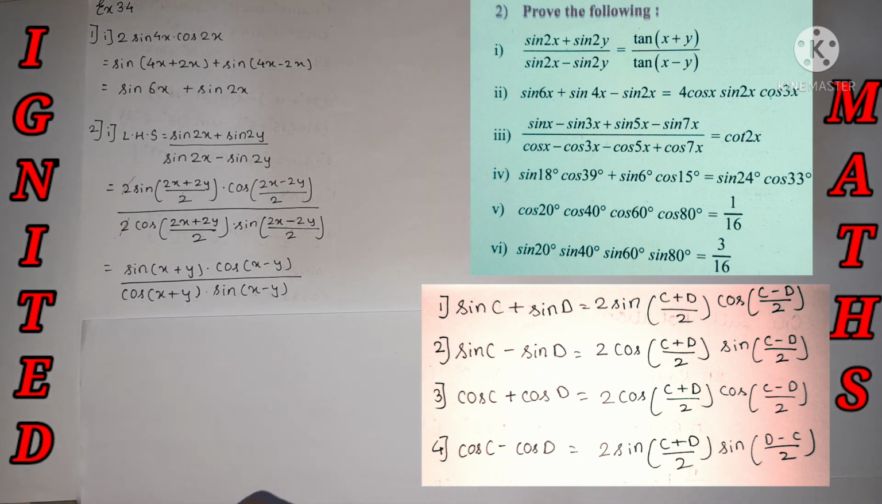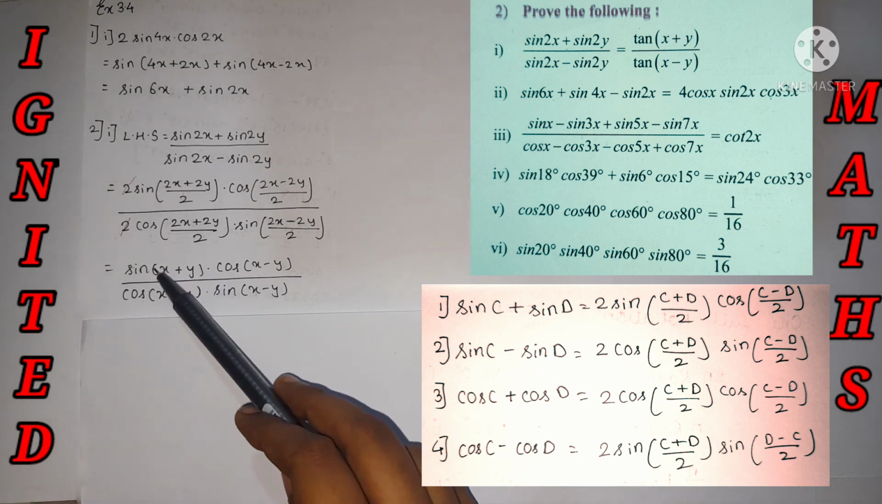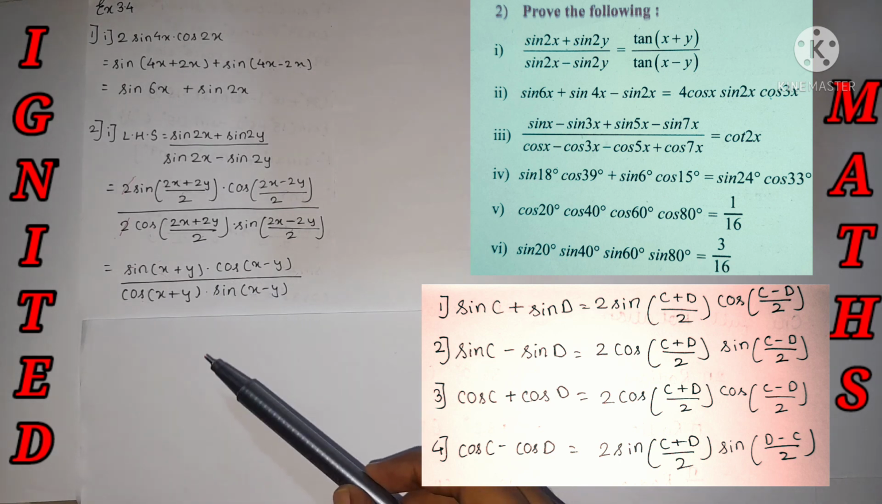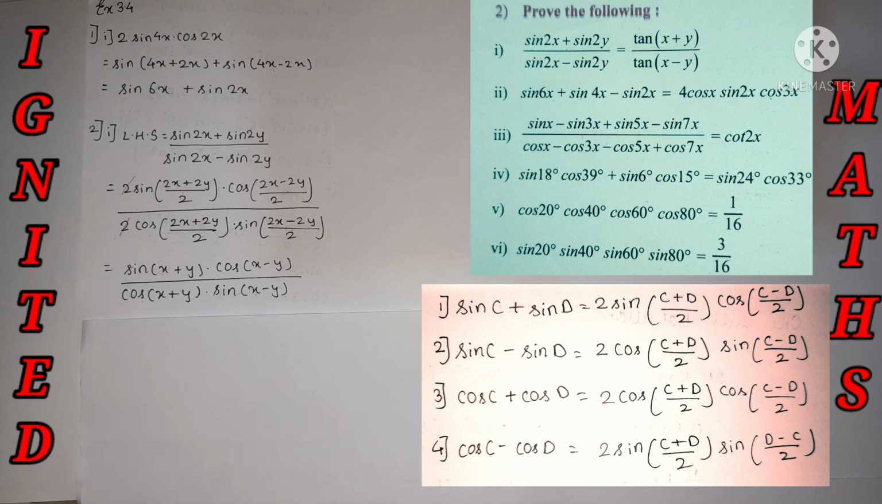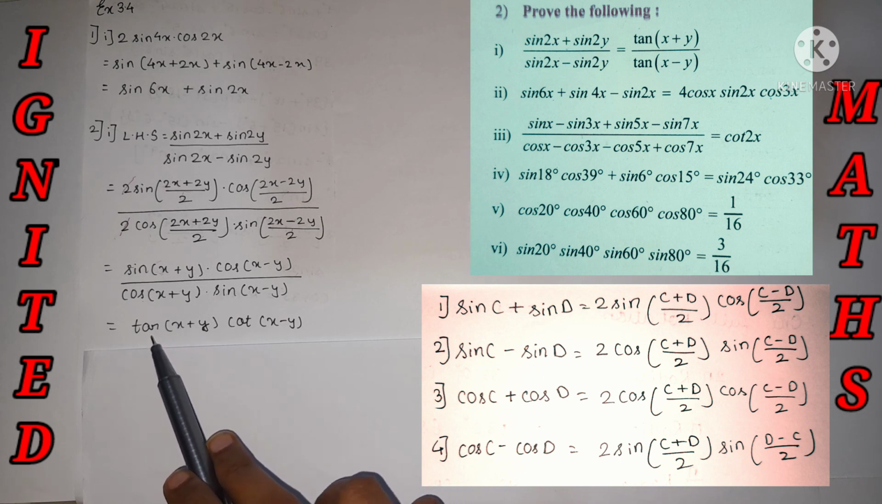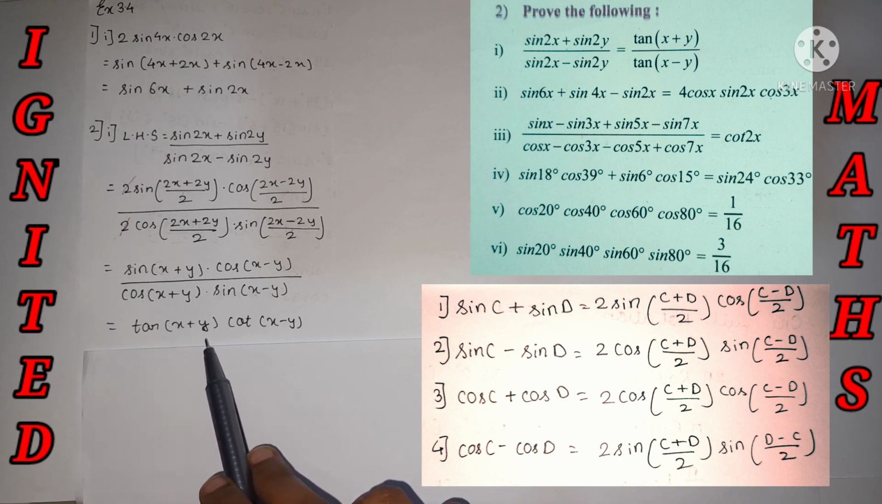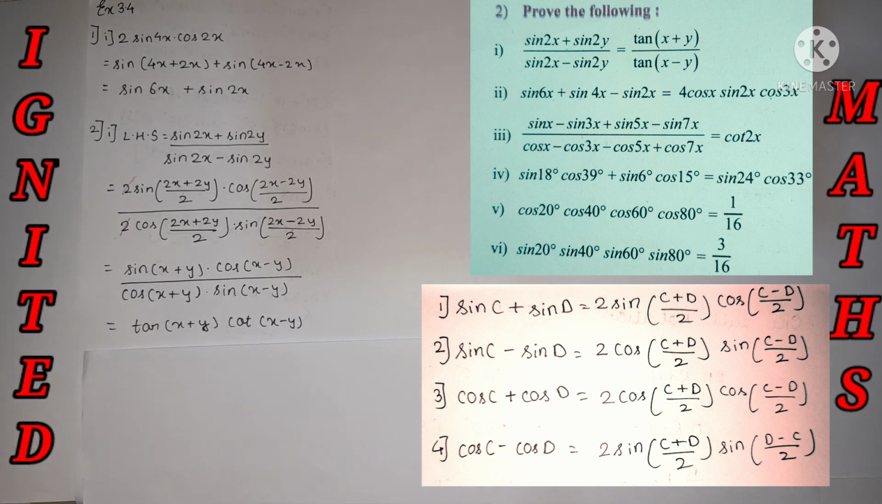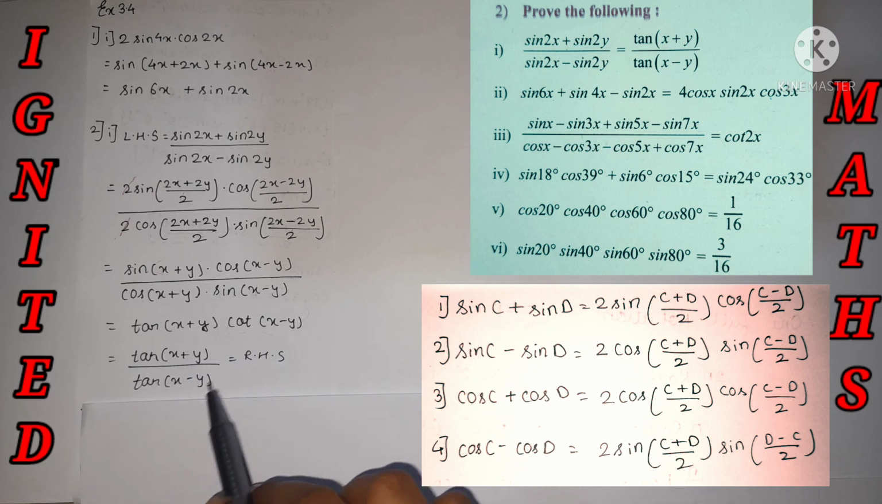Tan theta is equal to sin theta by cos theta, so the theta value is x plus y. Over here the other part is nothing but cot x minus y. Cot theta is equal to cos theta by sin theta. But according to the RHS value, the RHS is tan of x plus y divided by tan of x minus y. So cot of x minus y can be represented as 1 by tan x minus y. I have represented it over here, and that is nothing but the RHS value.